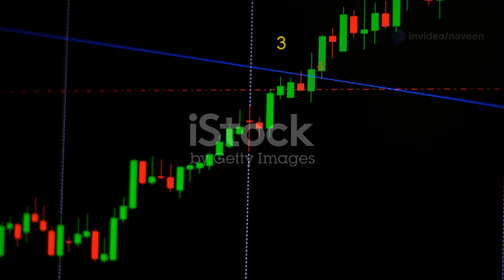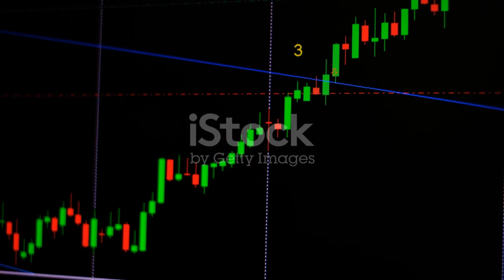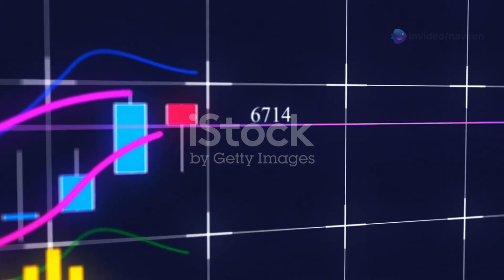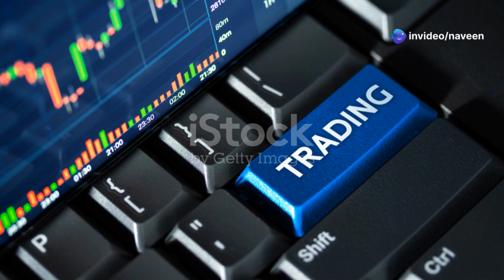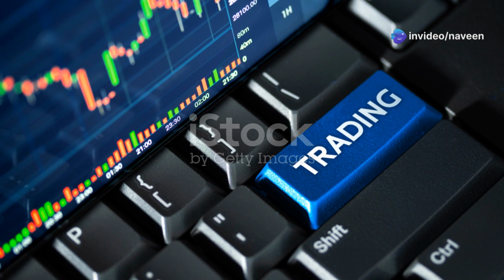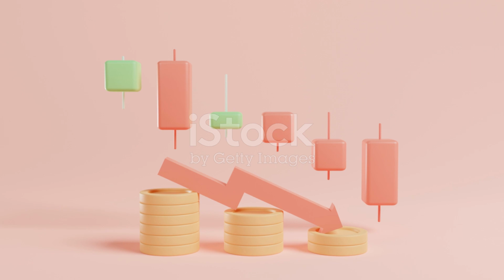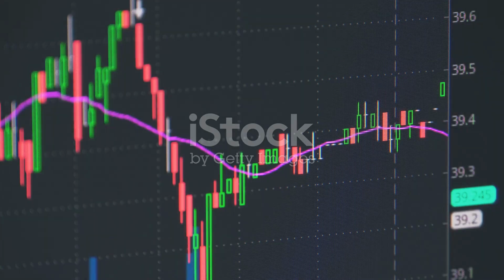Engulfing. An engulfing pattern occurs when one candlestick completely engulfs the previous candlestick. It indicates a potential change in trend. Shooting star. A shooting star has a small body at the bottom of a long upper shadow. This suggests a potential reversal from an uptrend to a downtrend.